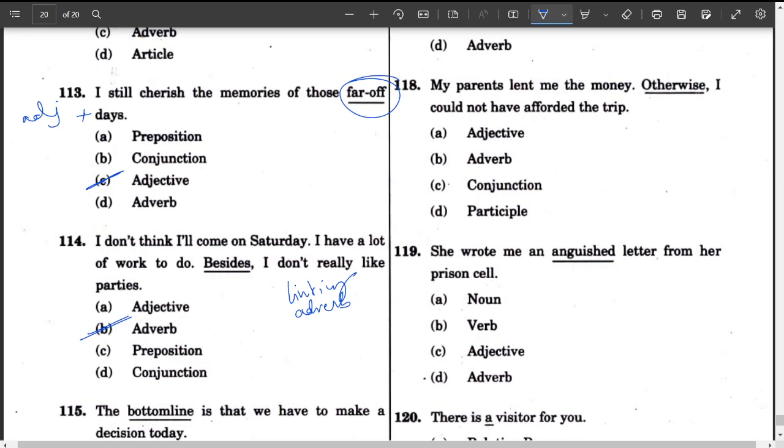Next, otherwise my parents lent me money, otherwise I could have afforded a trip. So otherwise is a connector here. Again, this can be used as the conjunction.